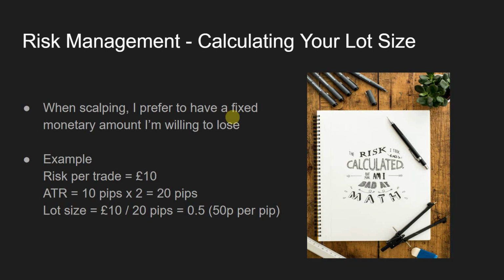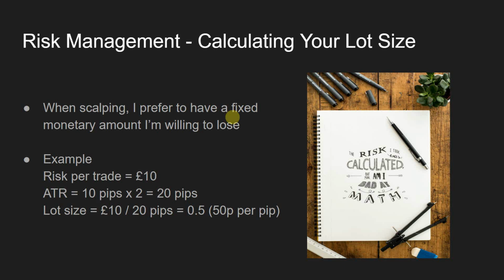Now, a lot of people have different views and opinions on how much you should be risking per trade. The consensus, and what I normally do when I do longer term trading and trend trading, is that I don't risk more than a percentage of my overall account. Traditionally, it's between 1% and 2%. However, when I'm scalping, I prefer to have a fixed monetary value as opposed to a fixed percentage value.